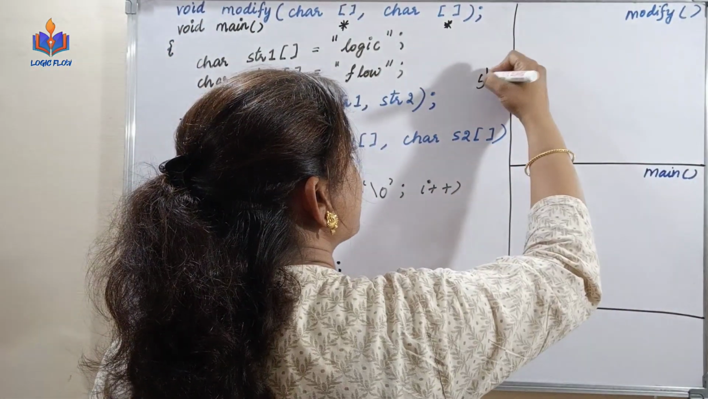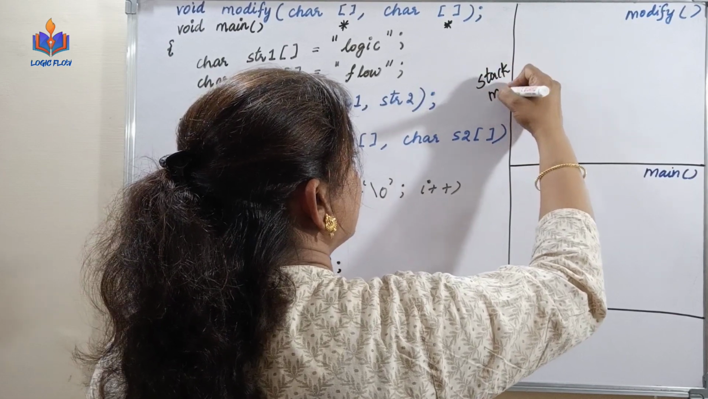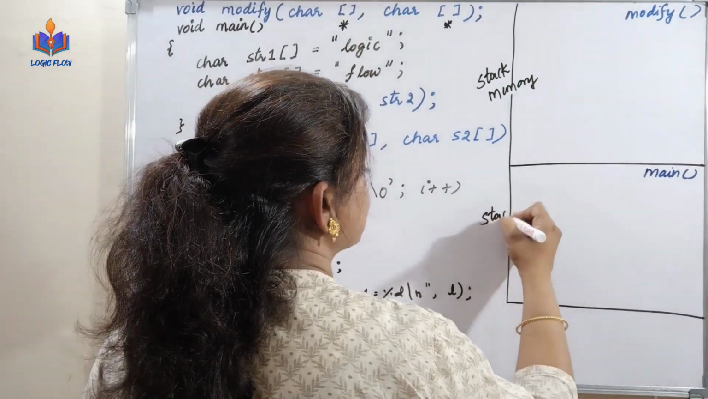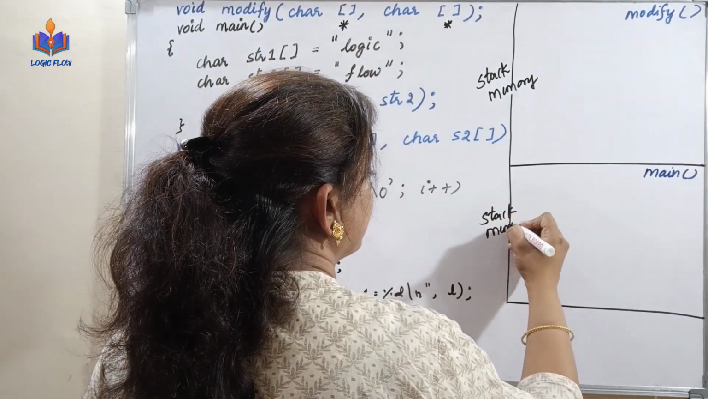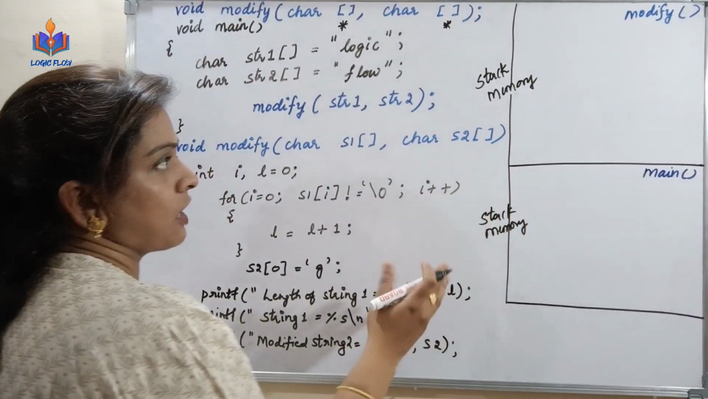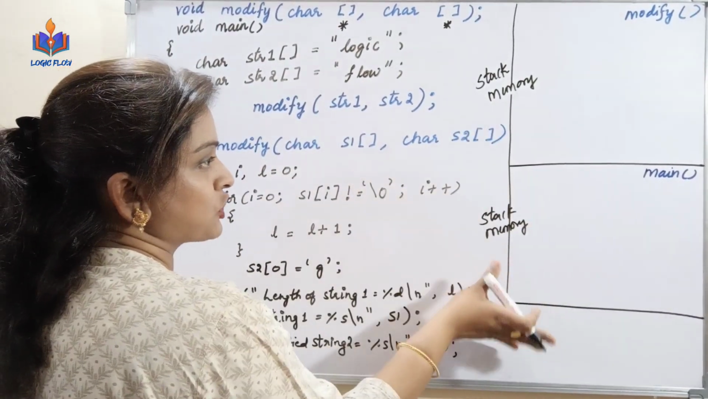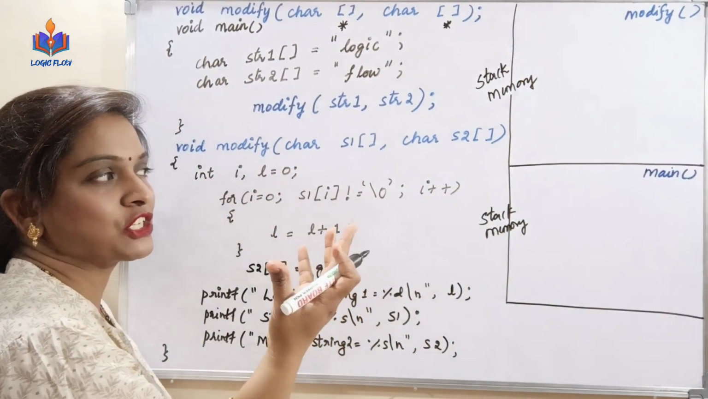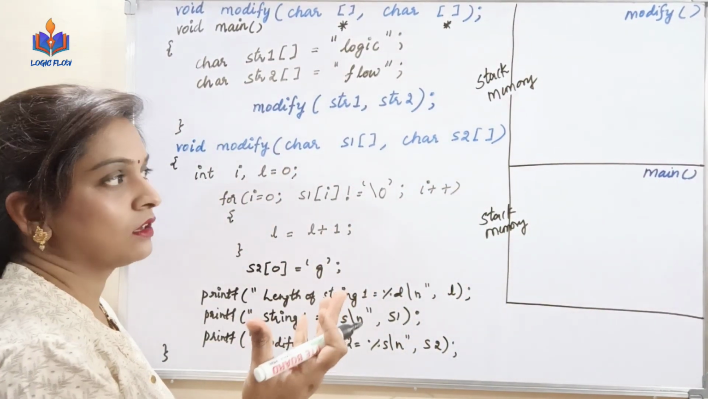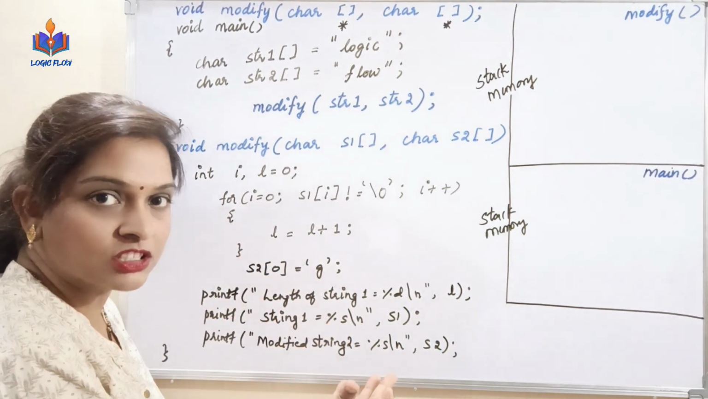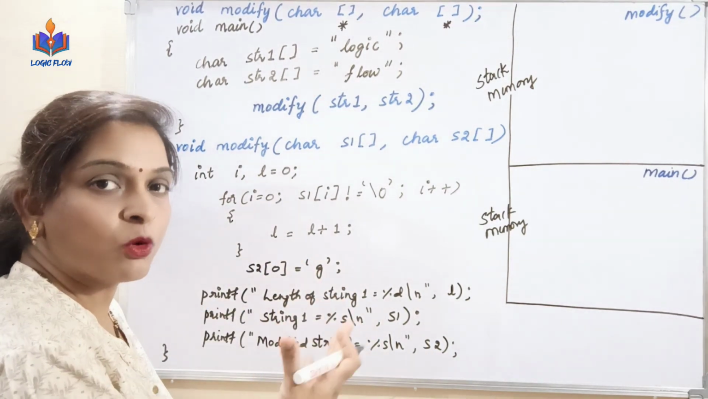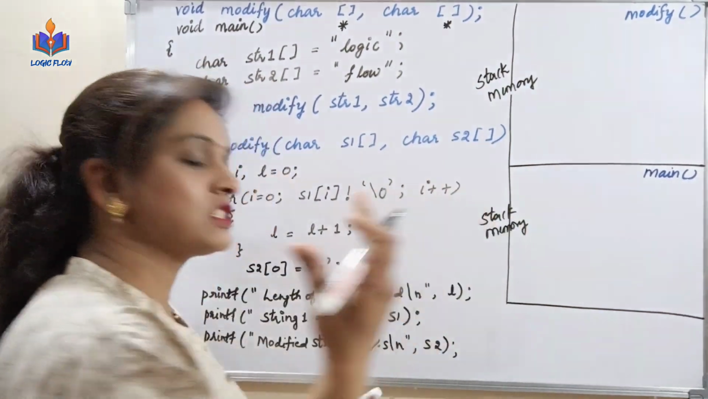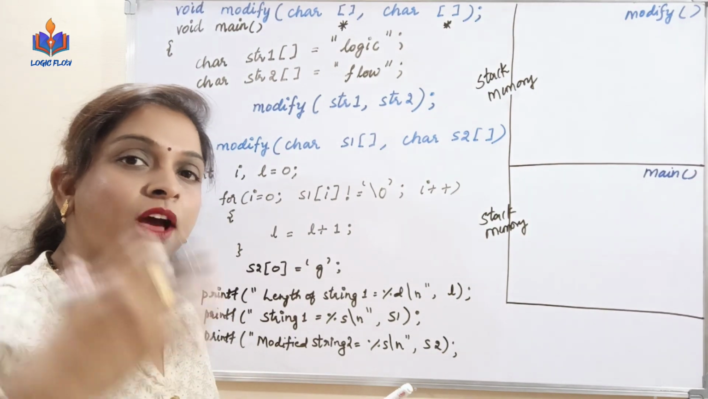The stack memory is allocated for the modify function, and again we have the stack memory for the main function. So here, in stack memory frame 1, we will have the main function. When a program gets executed, main memory will be allotted for the program. So the memory will be activated. For the first frame, the stack memory, you have stack memory and you have heap memory.